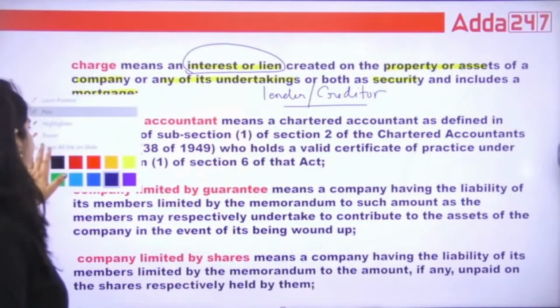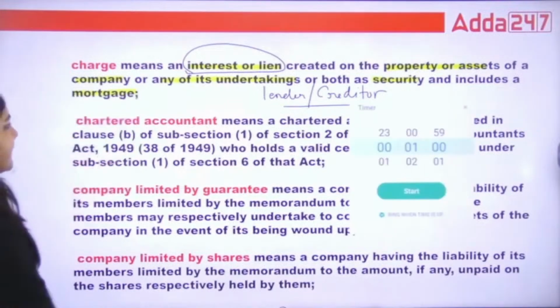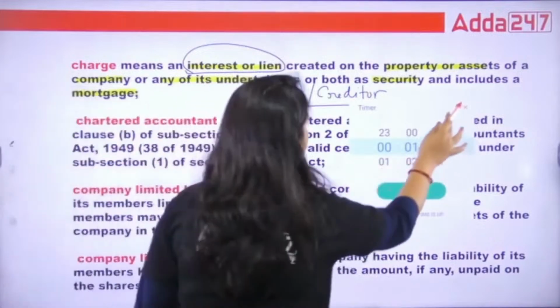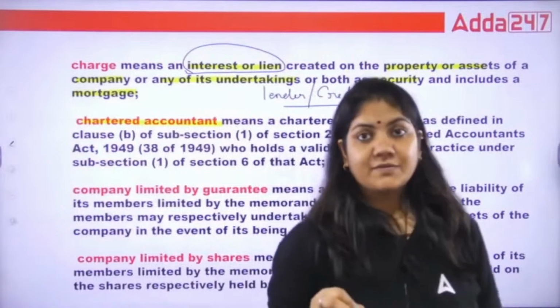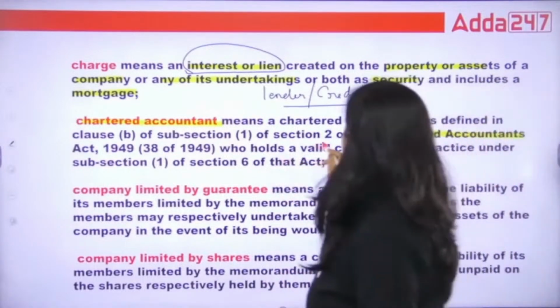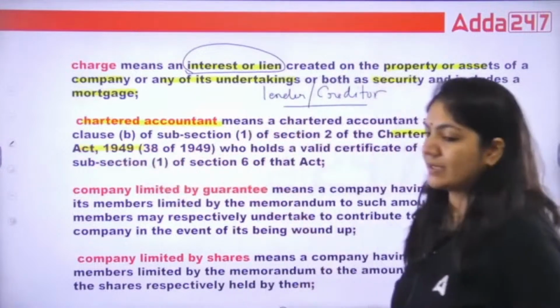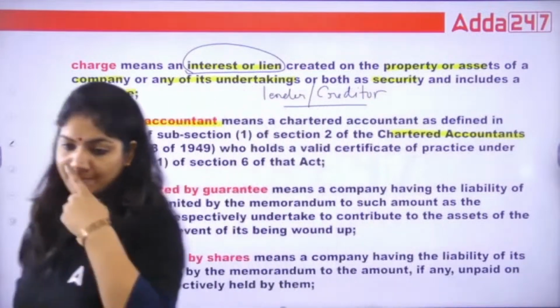What is chartered accountant? As you know, it is basically a particular post. The exact definition is given under the Chartered Accountants Act, 1949. Okay, now the types of companies.